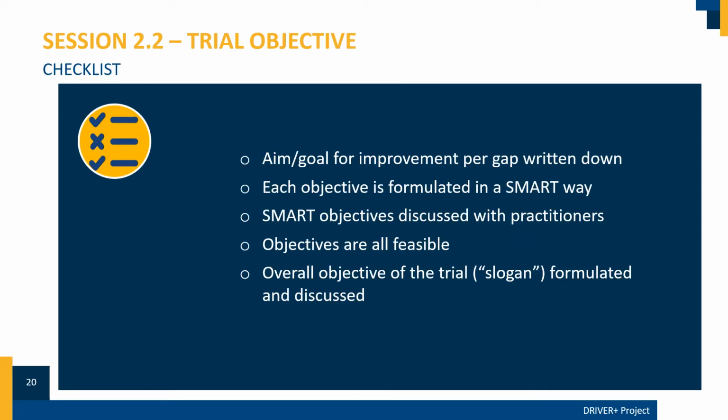The checklist for your trial objective step is: write down the aim or goal for improvement per gap. Each objective is formulated in a SMART way. Discuss the SMART objectives with practitioners. Ensure the objectives are all feasible. Formulate and discuss the overall objective of the trial, the slogan.